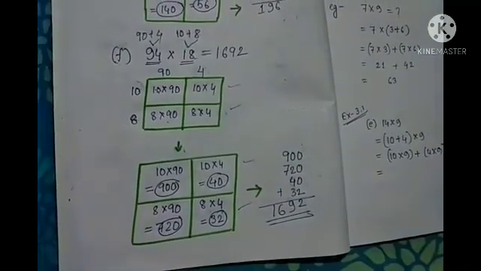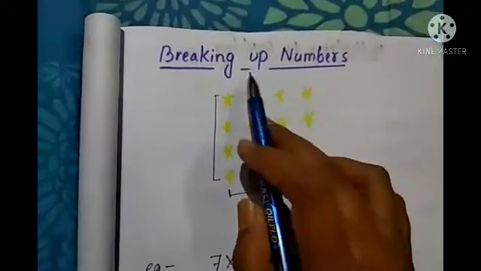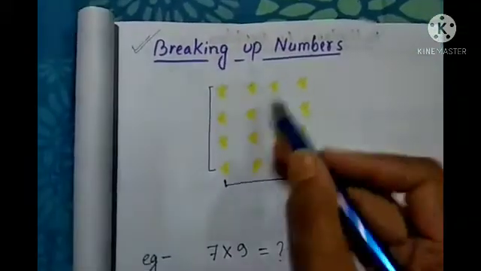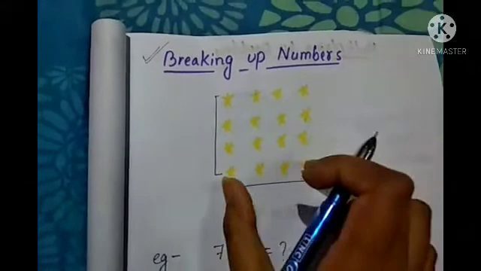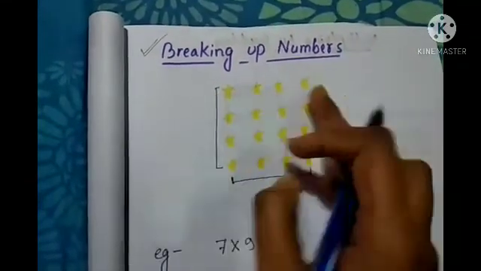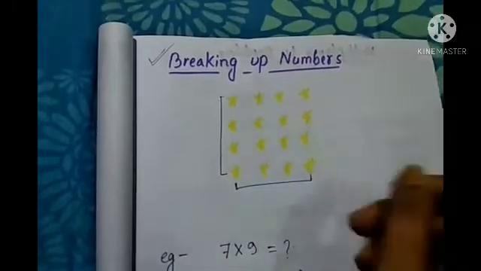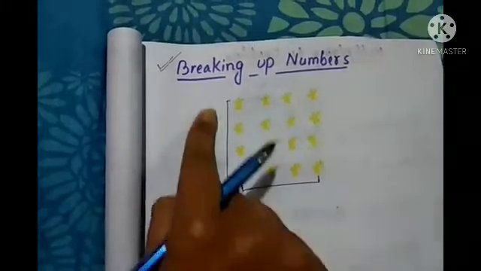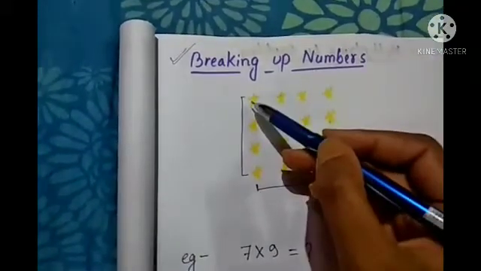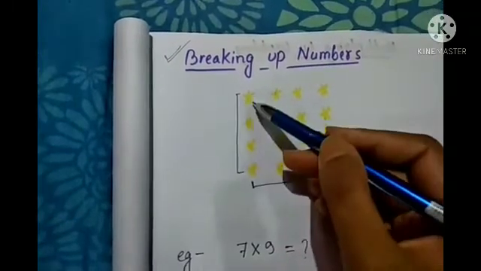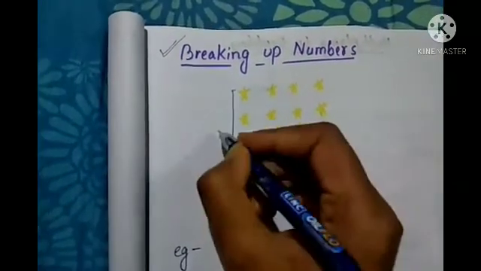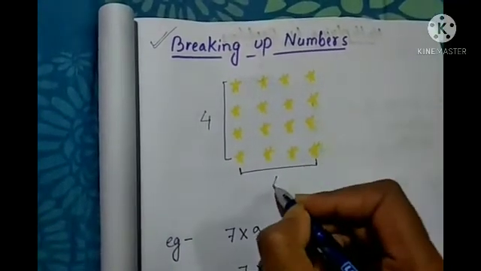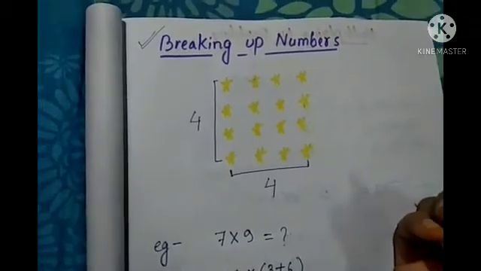Okay, students? Our next topic is exploring multiplication. First, we will do it by breaking up numbers. You can see some stars I have drawn, right? Without counting them, actually, we can find how many stars are there. Just we need to find out the horizontal and the vertical lines. So let's find out here in the vertical line how many stars are there. 1, 2, 3, 4. So let's write 4. And horizontally 1, 2, 3, 4. Here also 4.